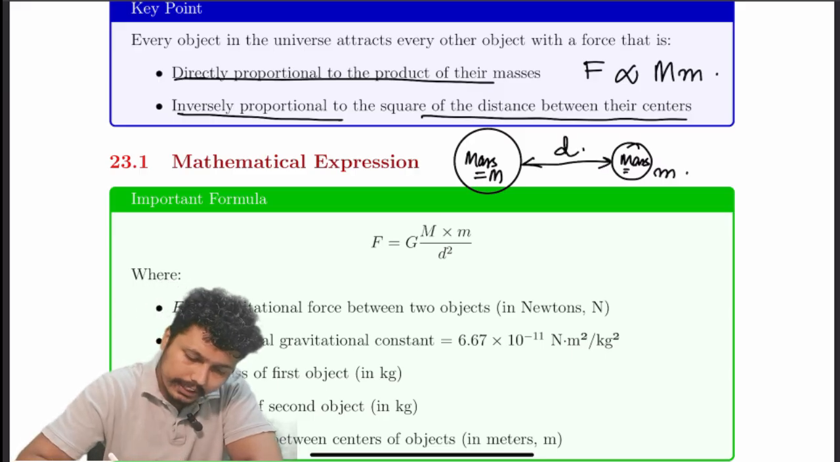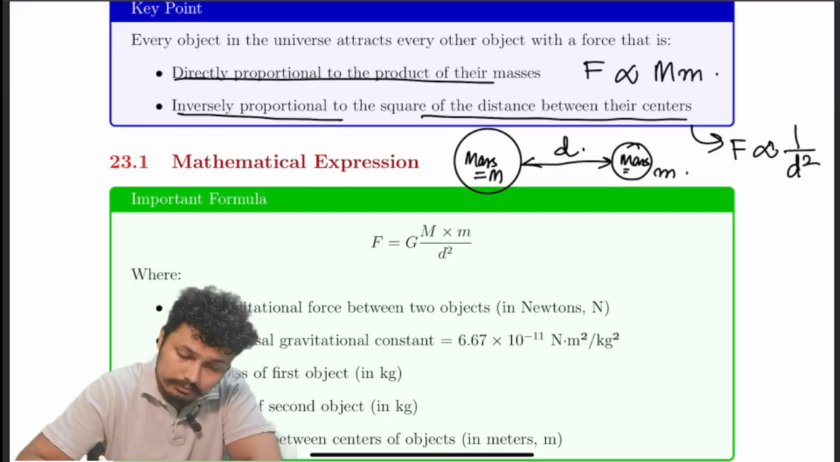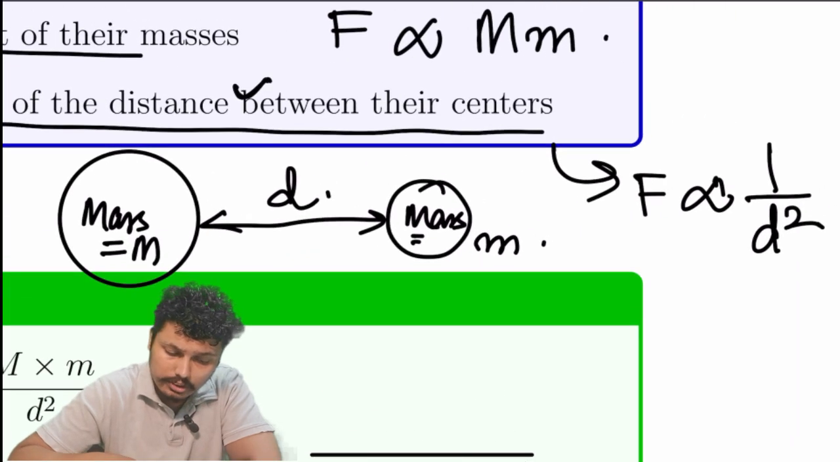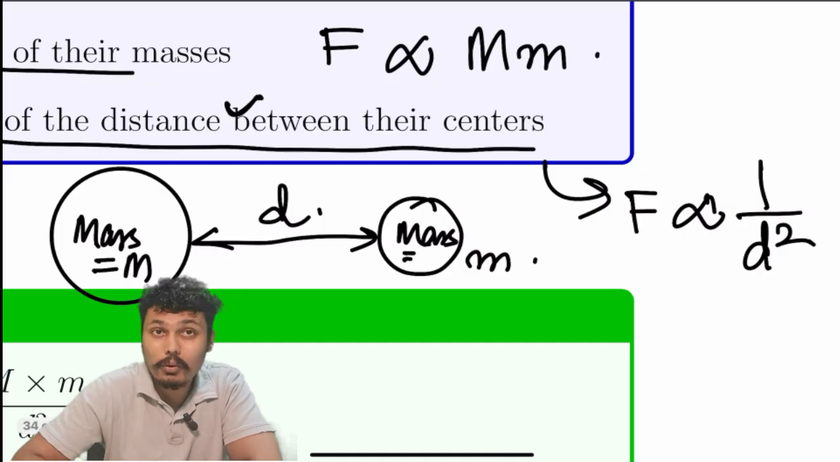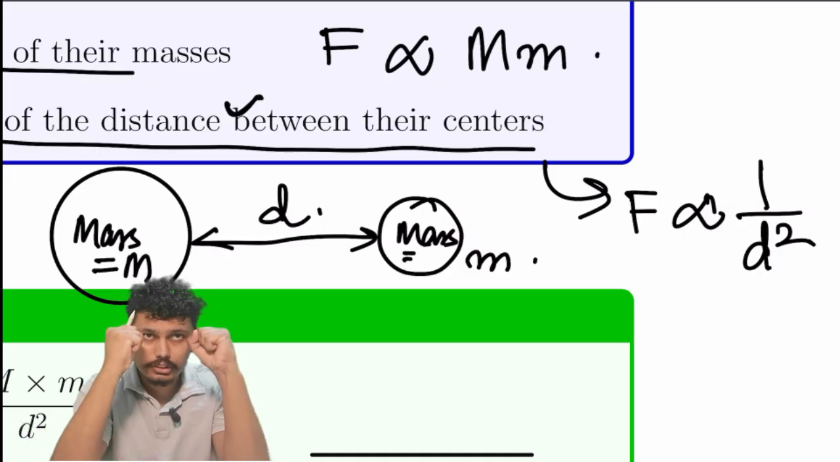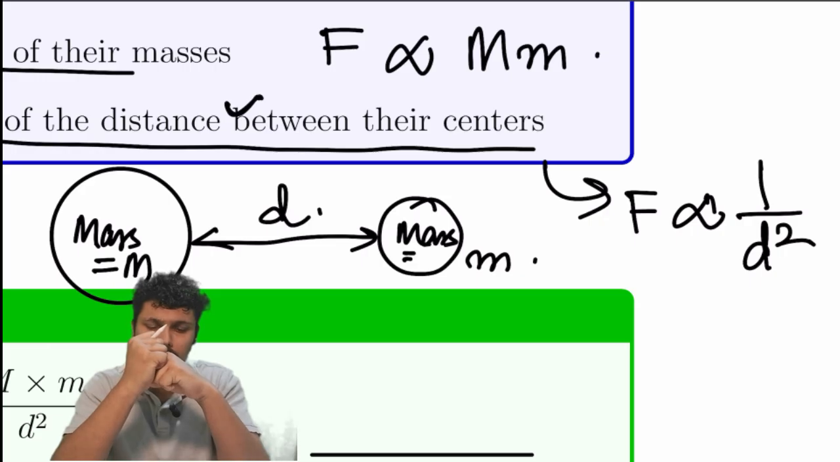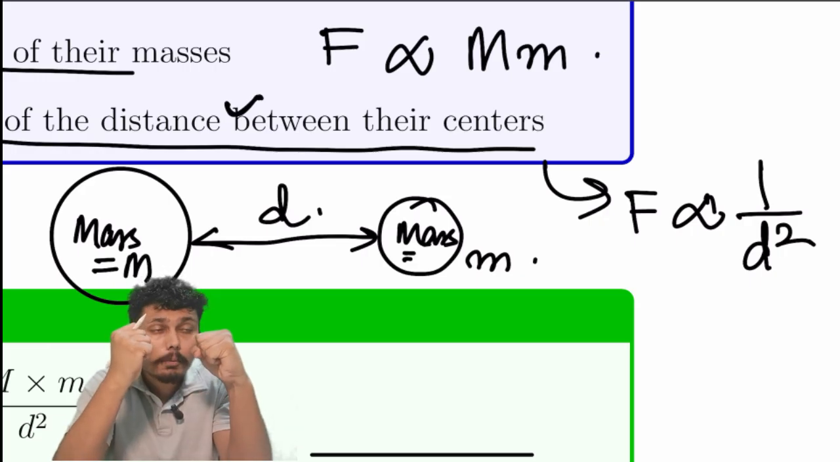So the second step says force is inversely proportional. Inversely means downside. The square of the distance between them, this is another very important one. Square of distance, force is 1 by d square. What does it mean? If these are the two objects, the distance between them is d, and force is inversely proportional to d square.